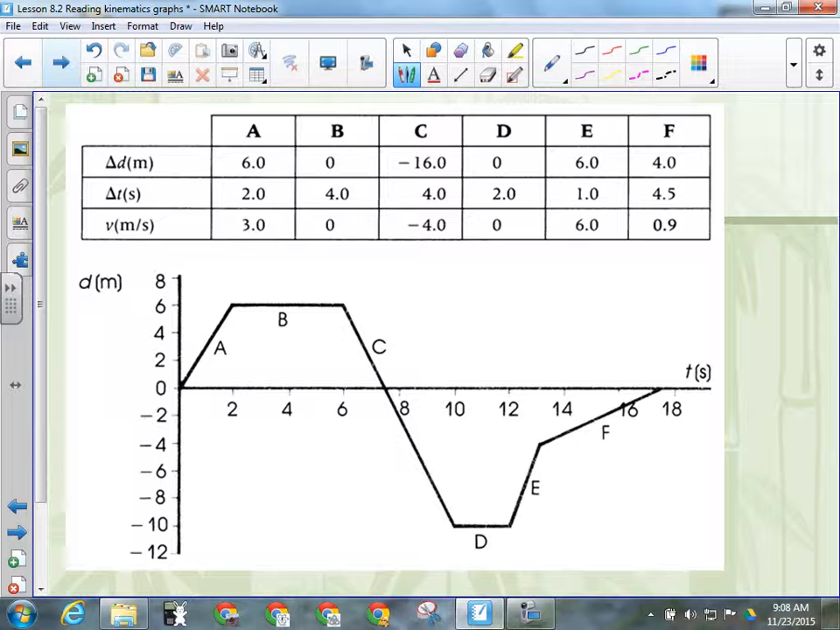What's going on in part B? Staying still, right? Because its position at the beginning of B is 6 meters. Its position at the end of B is 6 meters. It hasn't gone anywhere during that 4 seconds. All right. Part C, what are we doing? We're reversing at a constant rate. So we're traveling backwards at a constant velocity. How far do we go?